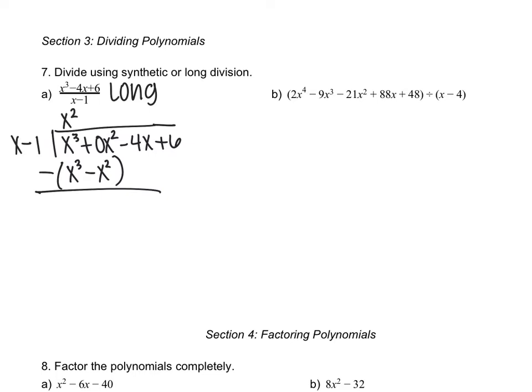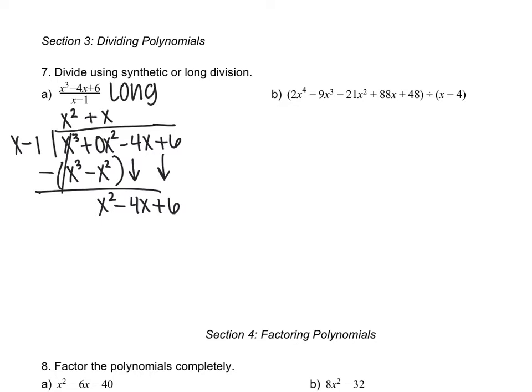So x cubed minus x cubed cancels. And this is why I put the 0x squared in there, because I have 0x squared minus a negative x squared, which becomes addition when we subtract a negative, so it becomes x squared. Then we bring down our other two terms, so minus 4x plus 6. Now I'm going to divide again. X squared divided by x is just x.